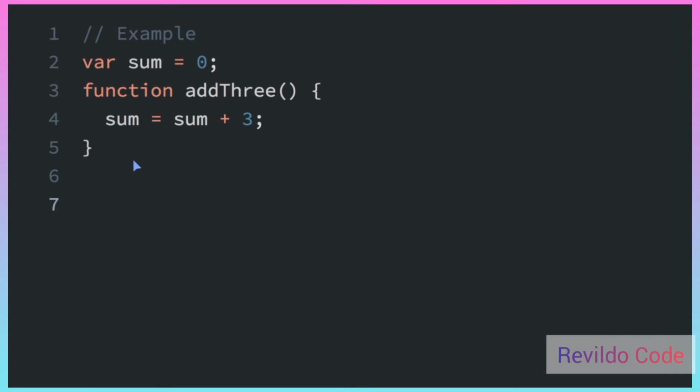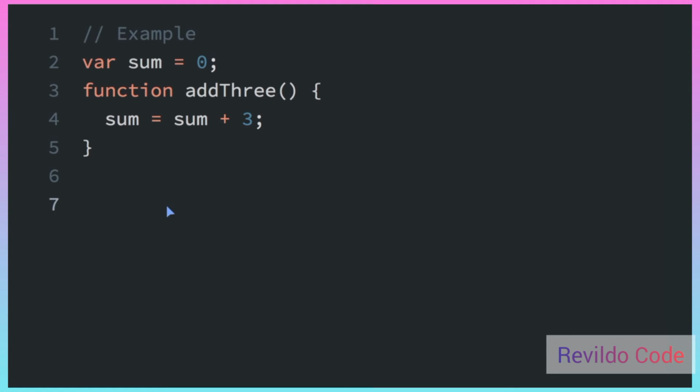Functions can have return statements, but they don't have to. In this case, this function adds 3 to the sum variable, which is a global variable because it's defined before the function. It does not return anything. So if you don't specify a return value, the return value is just undefined.